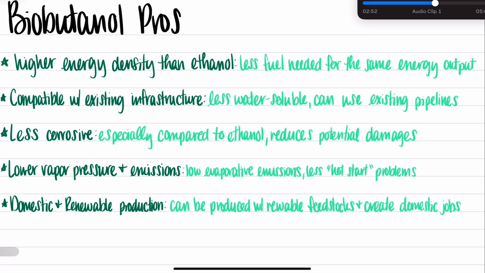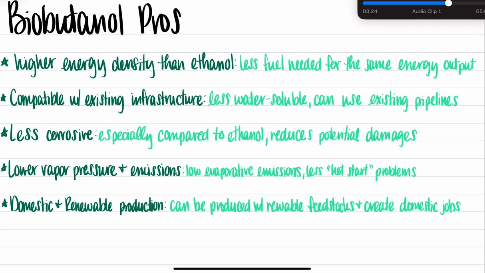The pros of biobutanol. Biobutanol has a higher energy density than ethanol. This means that less fuel is needed for the same energy output. It is compatible with existing infrastructure because biobutanol is less water soluble. It can go through existing pipelines and does not need specific ones to go through and be distributed at a lower percentage or concentration. It is less corrosive, especially compared to ethanol, which means this reduces the potential damages it may have on infrastructure.